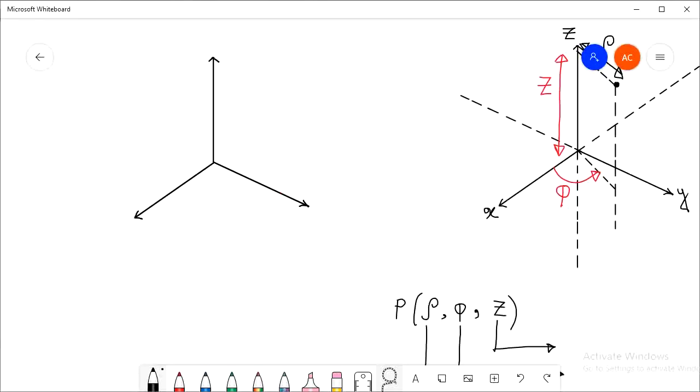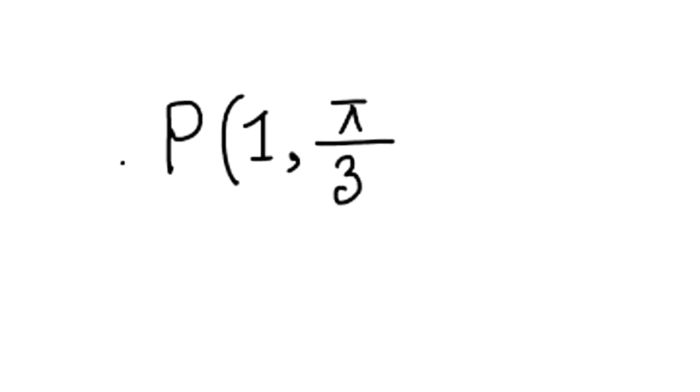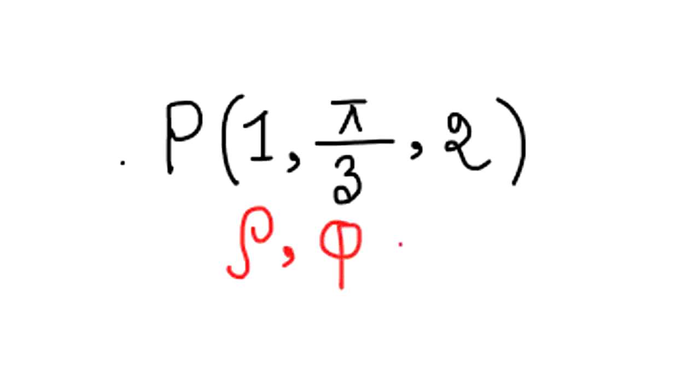Okay, now let's apply the concept that we have learned so far to position a point in cylindrical coordinate system. So first, consider a point. Suppose our intended point is P, whose coordinate is 1, pi by 3, which is 60 degree, and 2. So now we know that here 1 is rho, the first coordinate is rho, the second coordinate is phi, and the third coordinate is z.